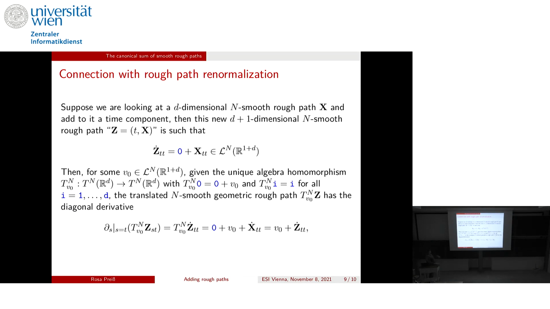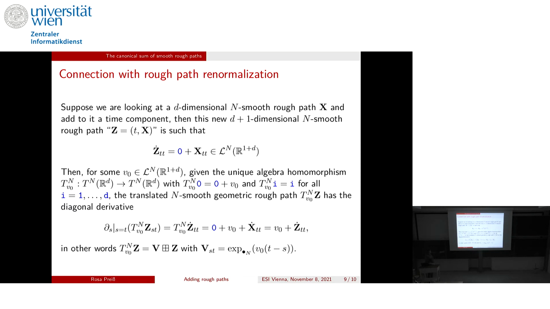We can simply calculate now. We have this algebraic definition of a translated rough path, and when we calculate this simply by the assumptions, we get that the diagonal derivative of the translated thing is just the untranslated set, or its diagonal derivative, plus a V0 element. And so here the sum comes into play again.